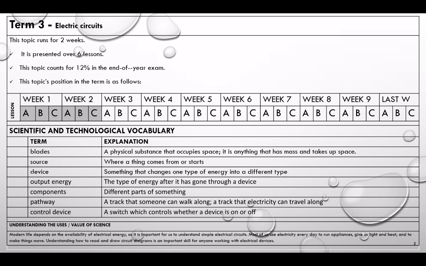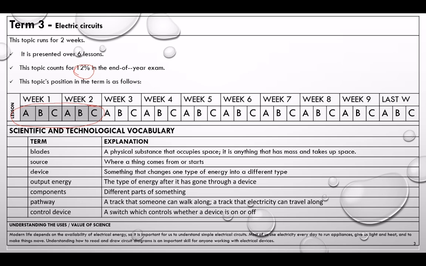Now, let's look at our first topic. This is the topic of electric circuits, and it runs for 2 weeks. As you can see, I have highlighted the first 2 weeks that we are going to do. This topic counts for 12% towards the end of the year exam. So that's really a lot. You need to know this topic in order to get a good grade. And let's start.